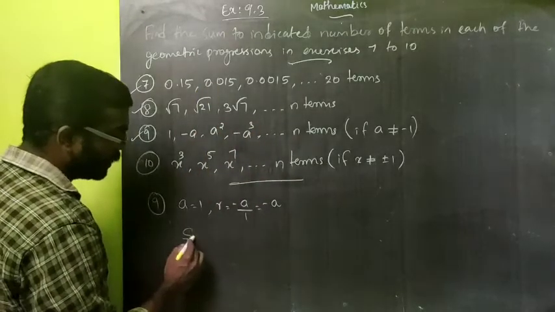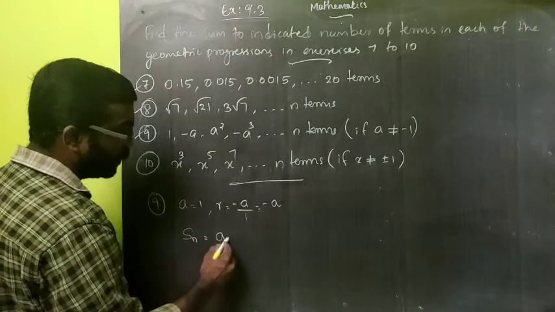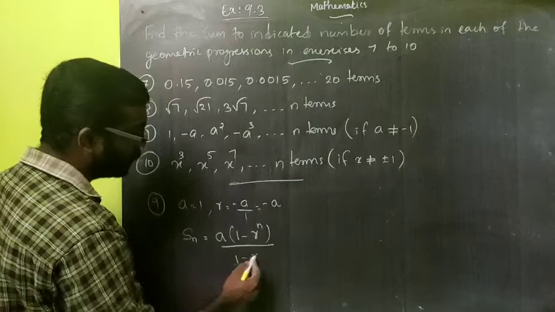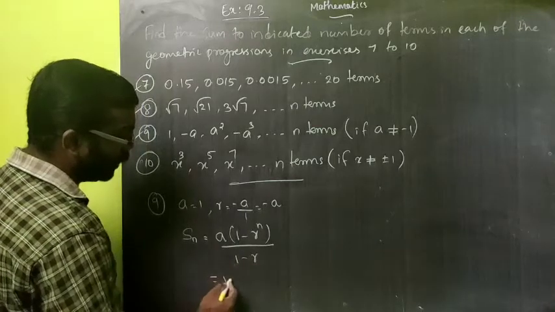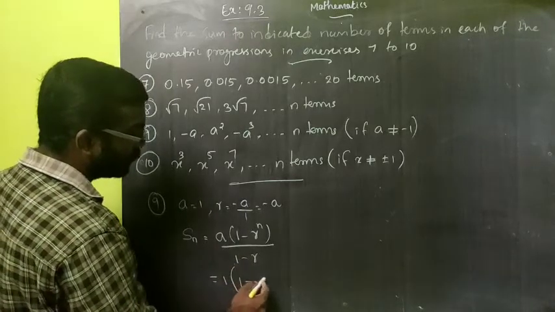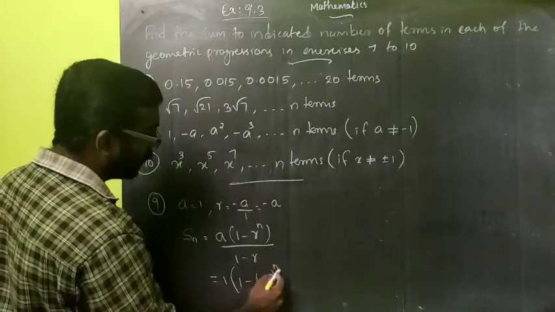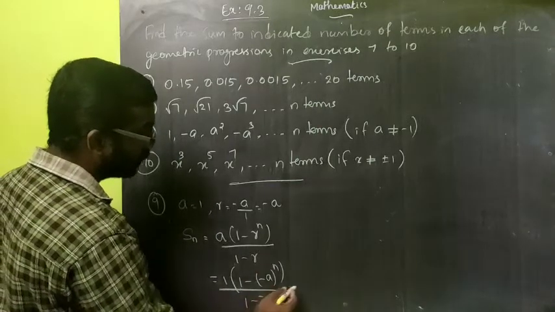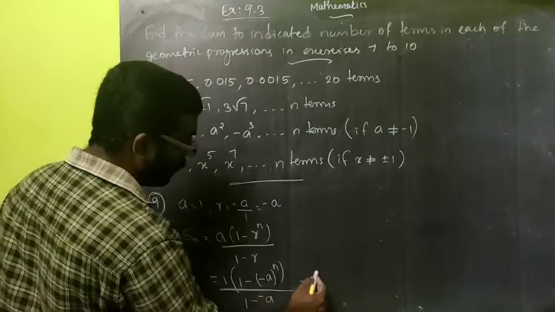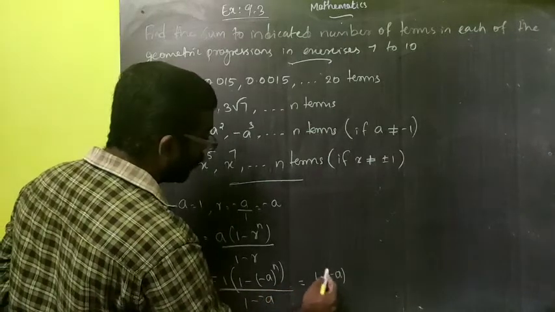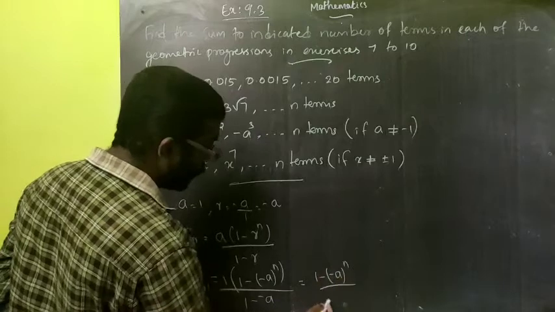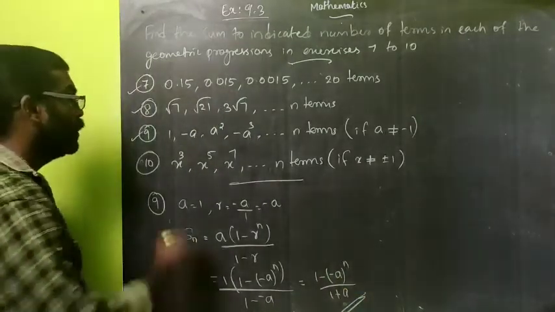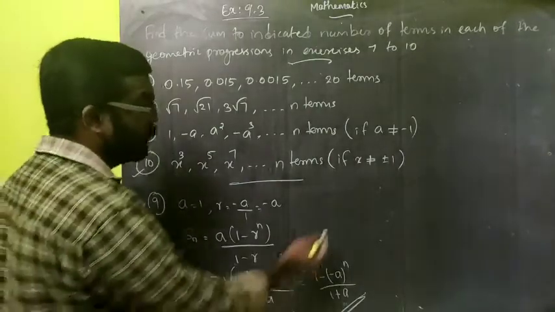So we can write Sn is equal to a into (1 minus r raised to n) divided by 1 minus r. That is 1 into (1 minus a raised to n) divided by 1 minus a, which is equal to (1 minus a) the whole raised to n divided by 1 plus a. Okay. Now take the last one, 10th one.